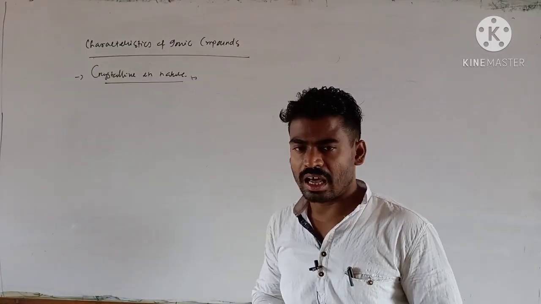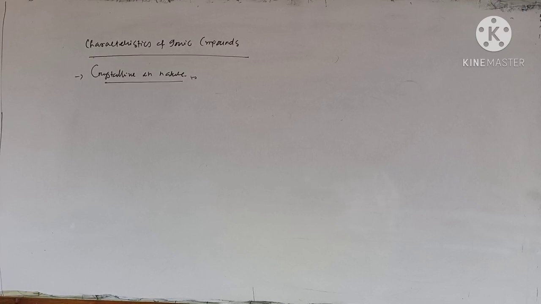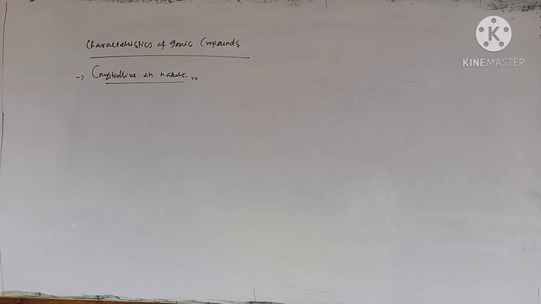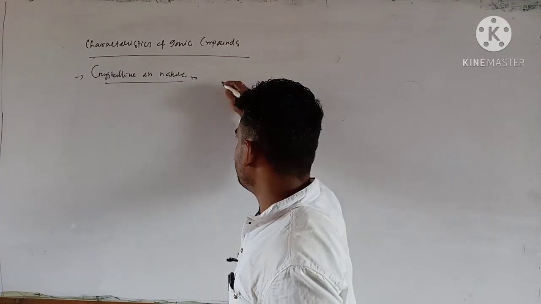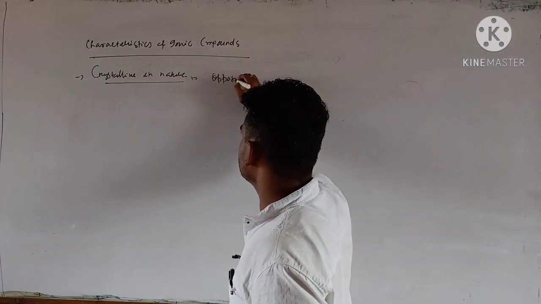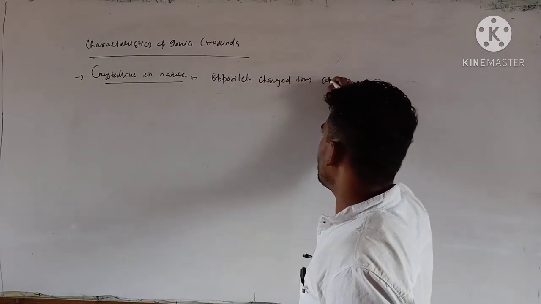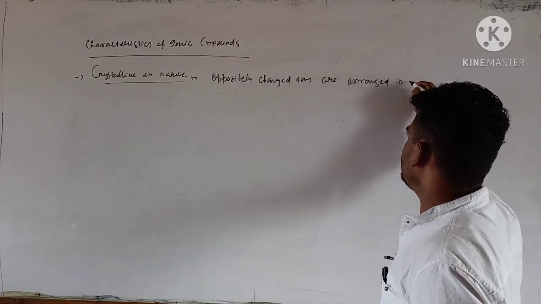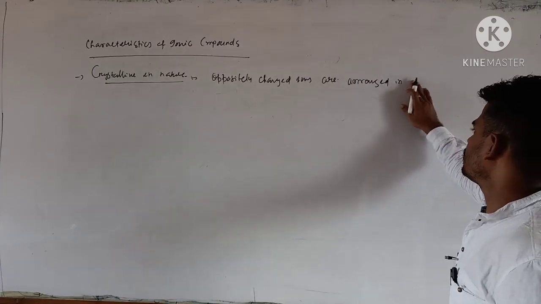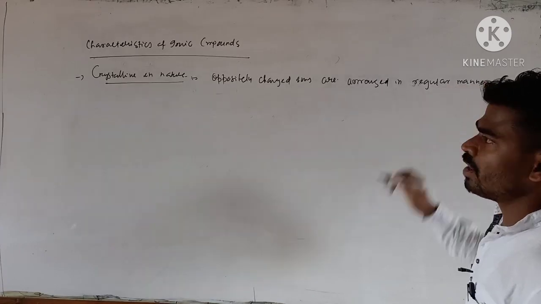That means the ions are arranged, so these are crystalline in nature, meaning oppositely charged ions are arranged in a regular fashion or regular manner.